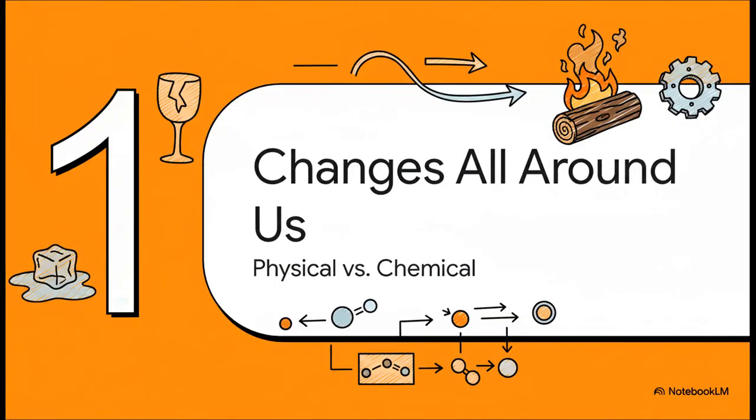Okay, first up, changes all around us. So, our world is always in motion, right? But it turns out there's a massive difference between, say, an ice cube melting and a log burning in a fireplace. One you can reverse, the other, not so much. Let's dig into why that is.